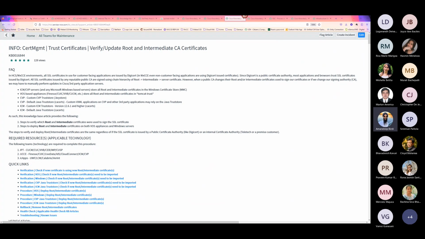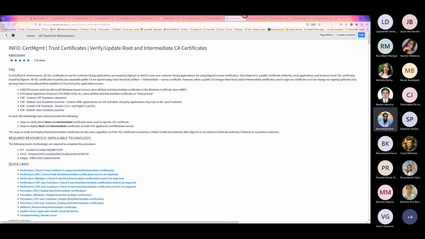So what I would suggest for your change, if you can: I'm going to give you that script to import the new root and intermediate. Then you're going to use the regular script to import the wildcard. And then the third thing you could do is import the new root and intermediate to all the VOS appliances, Finesse, CUIC and IDS. The problem is you have to restart those Tomcats, right? So it's a lot of work and there's no way around it. And it's a lot of coordination to make sure that it's being done correctly.